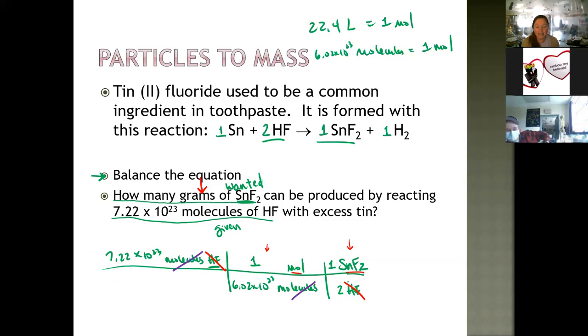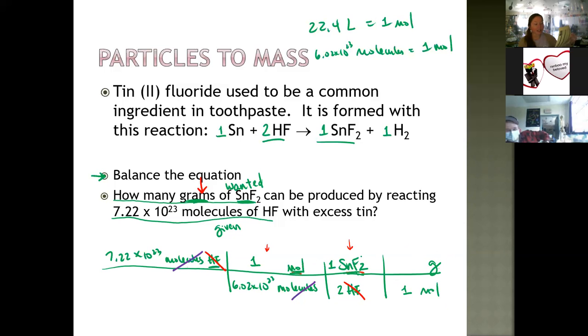All right. Last step, we need to convert our moles into grams. I have moles on top, so I need to put it on the bottom to make it go away. I want to turn my moles into grams, so put grams on the top. Since I'm talking about tin(II) fluoride, I need the molar mass of tin(II) fluoride here. How many grams in 1 mole of tin(II) fluoride?